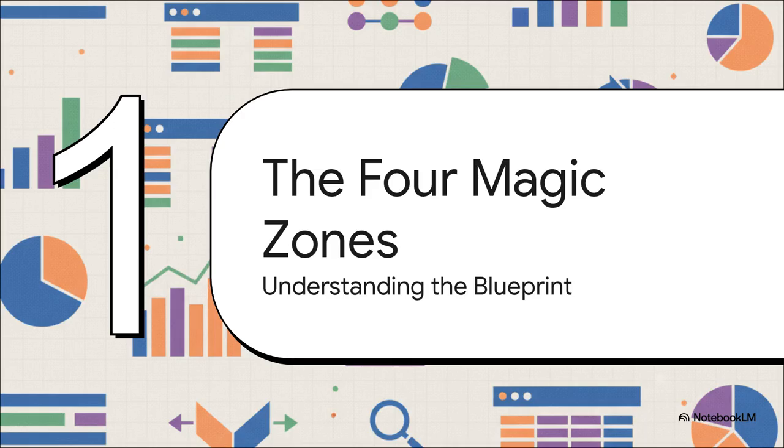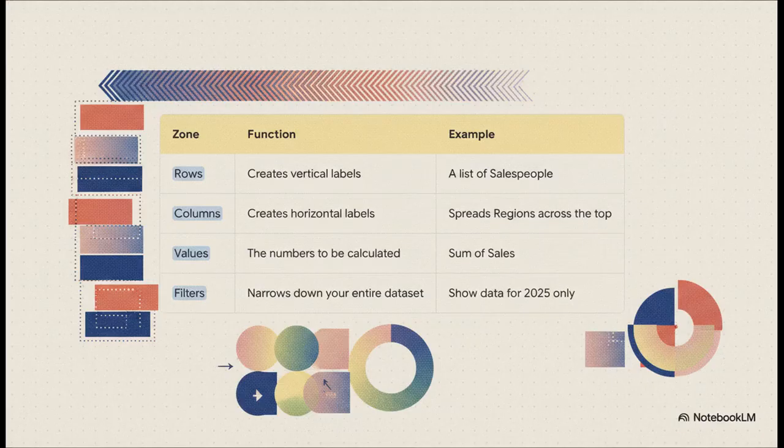Okay, so to actually build a pivot table, you just need to understand its basic blueprint. And that blueprint is made up of 4 simple logical areas. I like to call them the 4 magic zones. This is really the heart of how it all works. And this is it. This is the whole blueprint. Seriously, building a pivot table is all about dragging your data fields into these 4 zones.